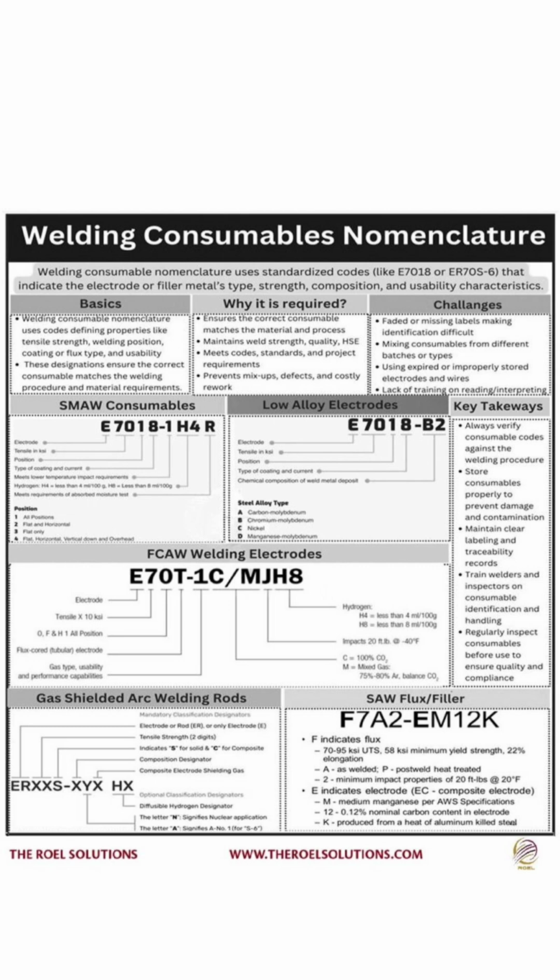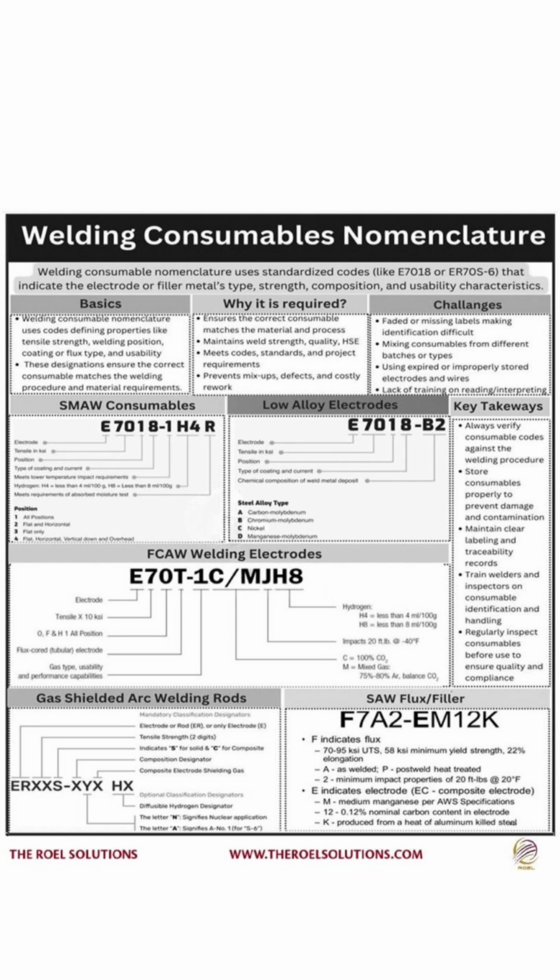E: electrode. 70: minimum tensile strength of 70 ksi. 1: usable in all positions. 8: coating type and current compatibility, low hydrogen, potassium, AC/DC+. Compare that with E6010, designed for deep penetration with cellulosic coating, usable with DC+ only.